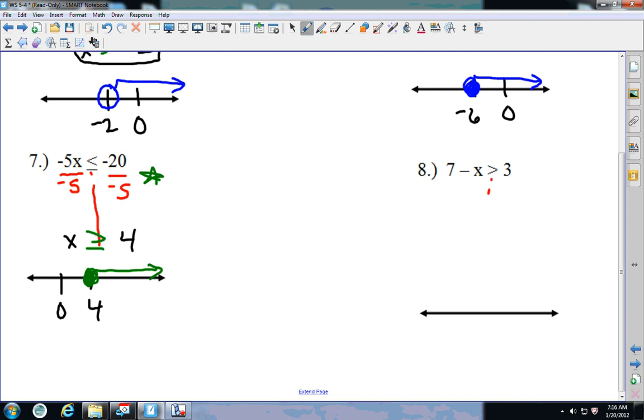Number 8, you would subtract 7 from each side. You get negative x is greater than negative 4. I'm going to divide by negative 1. You're dividing by a negative 1. Right here, the greater than symbol becomes less than. So you get x is less than 4.